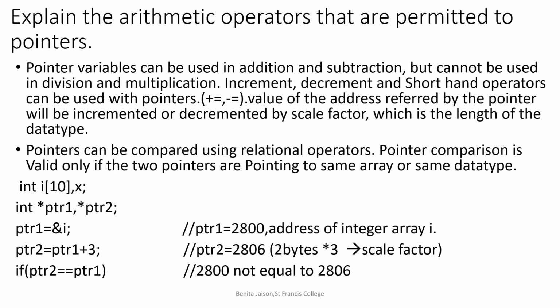As we know, the scale factor of an integer is 2 bytes, but for a character it is 1 byte. So when we are incrementing a pointer variable by 1, if it is an integer variable, it will be incremented by the scale factor of 2 bytes. If it is a character variable, it will be incremented by a scale factor of 1 byte. If it is a floating point variable, incrementing by 1 will increment it by a scale factor of 4 bytes.